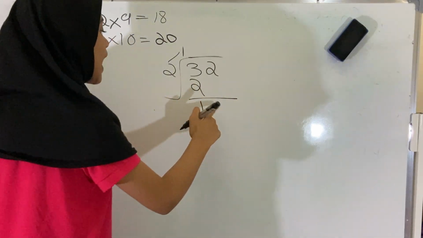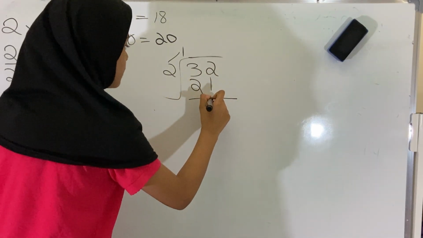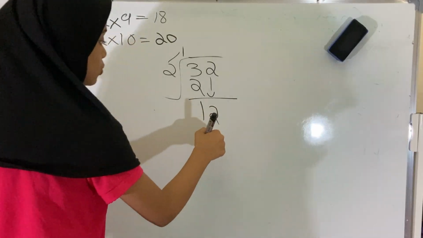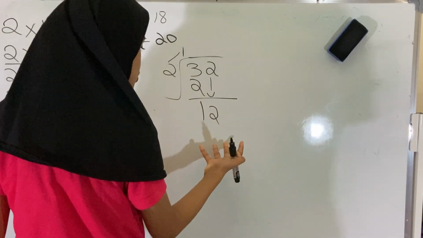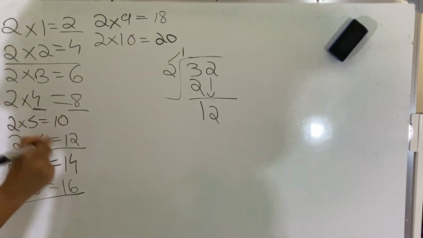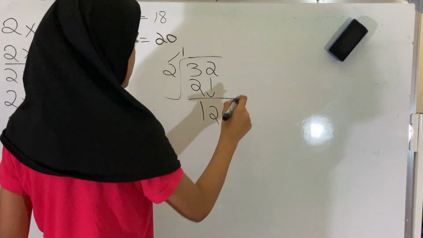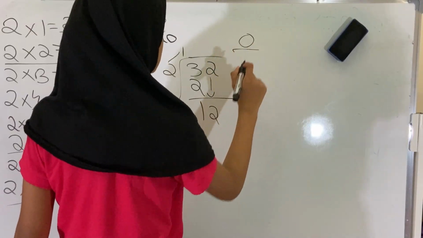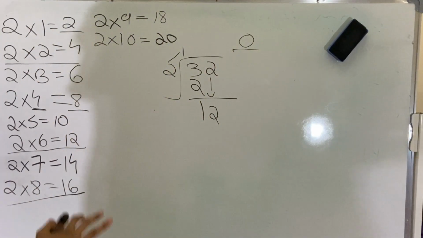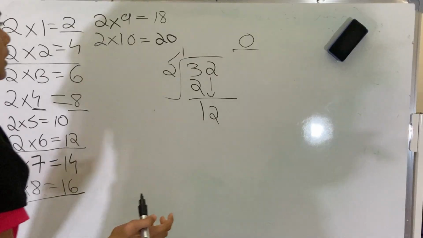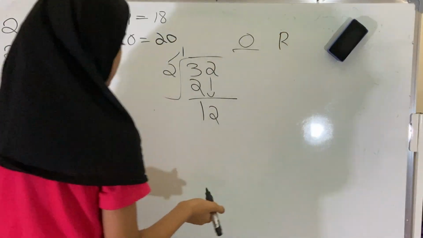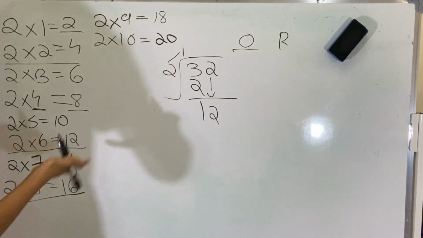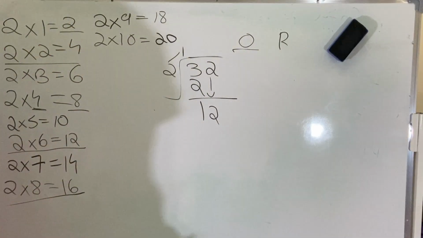If I put this number over here, I get 12. And if it is in 2's table, and then I subtract it and I get the remainder as 0, that means I don't have to continue. What remainder means, I'll show it to you later. Okay, so it's completed.